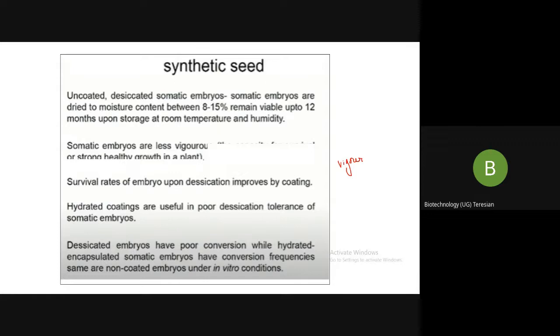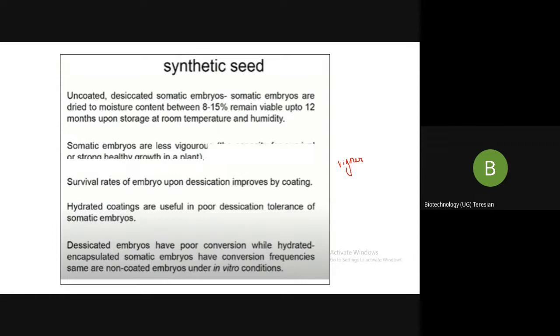You're encapsulating it and bringing it into the external environment. So protection from the environment, and most important, it should not become non-viable. Only then can it regenerate into the plantlets, and then it can produce the next generation of seeds after it undergoes fertilization or whatever may be the procedures.